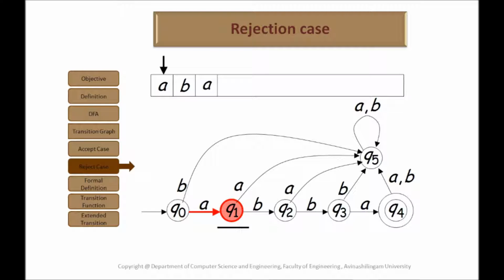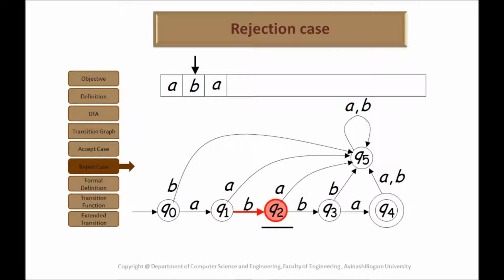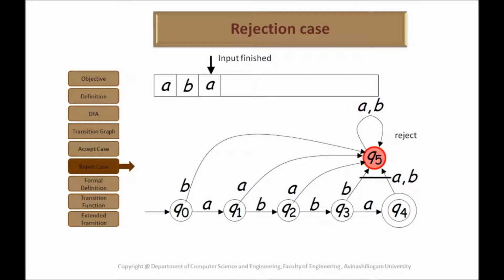Next alphabet is A. From Q2, using the alphabet A, it goes to Q5. So we have finished scanning the input string, but it doesn't reach the final state. Q5 is not a final state since Q4 is the final state. Hence we say the given string is rejected.